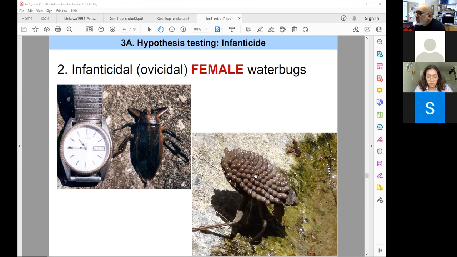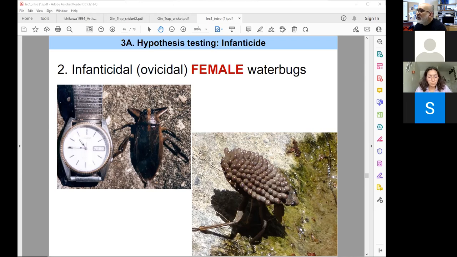So whether it's with respect to beetles that lay their eggs on the backs of the males, or there are other species in the same group where the females lay eggs in a specific spot, and the males will brood them. That is, the males will guard them.